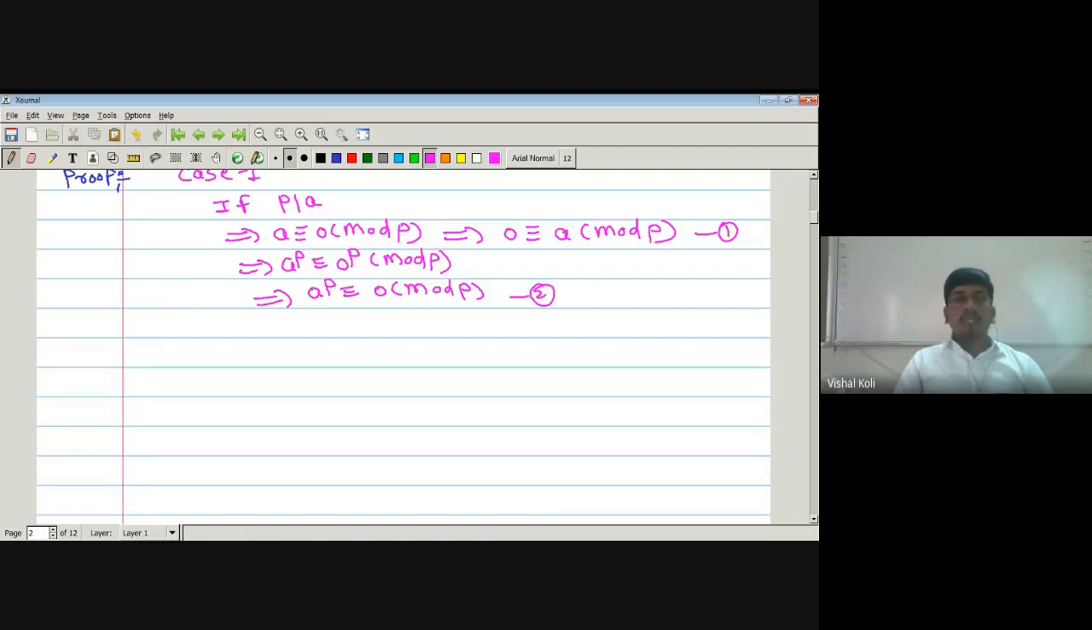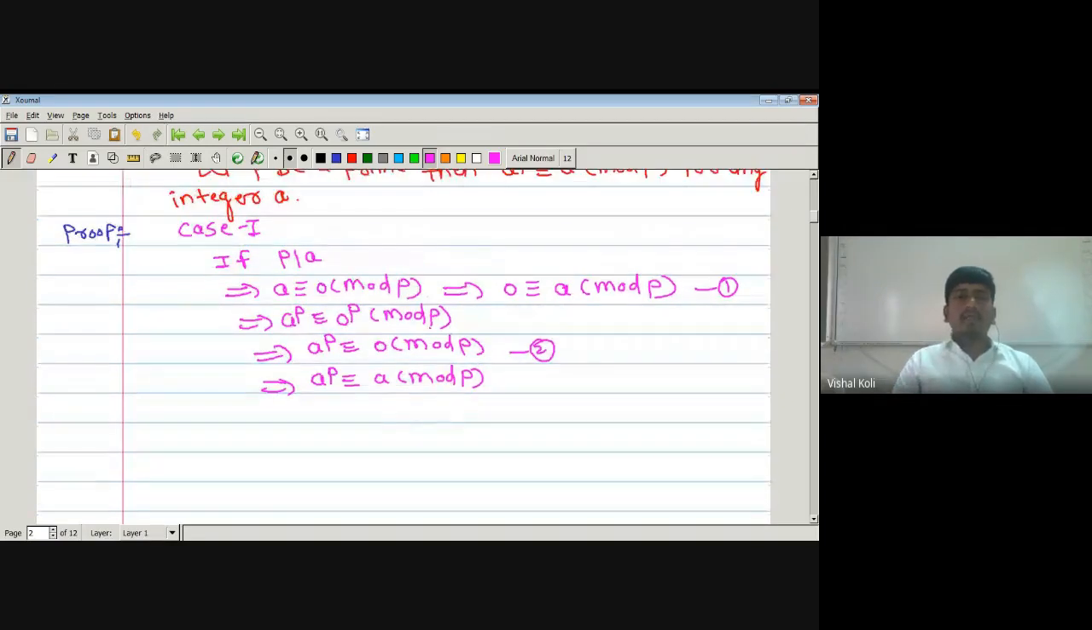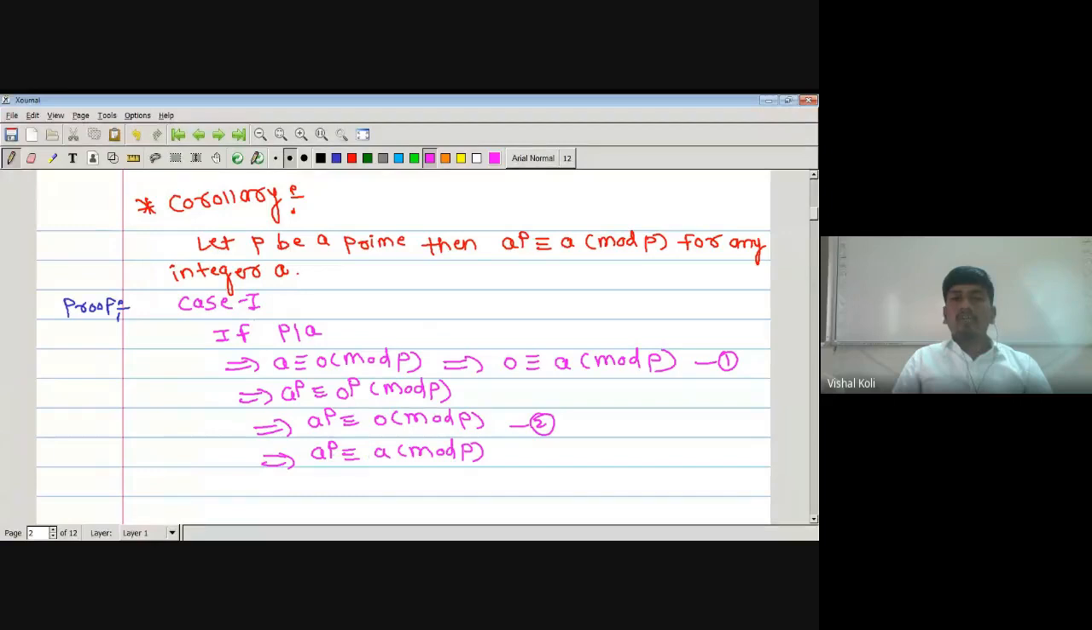A to the power p is congruent to 0 modulo p, and 0 is congruent to a modulo p. That is, a is congruent to b modulo n and b is congruent to c modulo n, which implies a is congruent to c modulo n, which implies a to the power p is congruent to a modulo p. Thus the result is true for this case: if p divides a, then we have proved that a to the power p is congruent to a modulo p. Now we have to take the second case, that is, if p does not divide a.